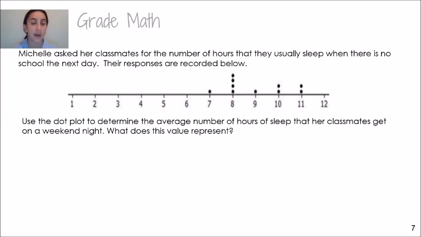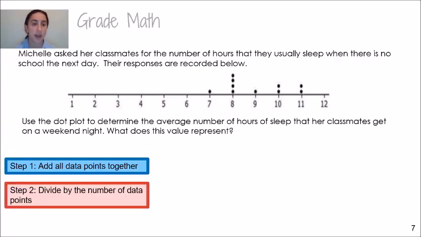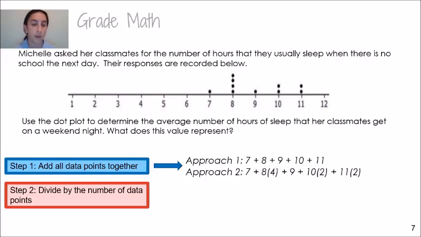The first thing I know is that when I see the word average, that means that I'm finding the mean. So I know that I need to take 2 steps in finding the mean. Step 1, add all of my data points together. And step 2, divide by the number of data points. Before you dive into solving, I want to give you 2 options for step 1.